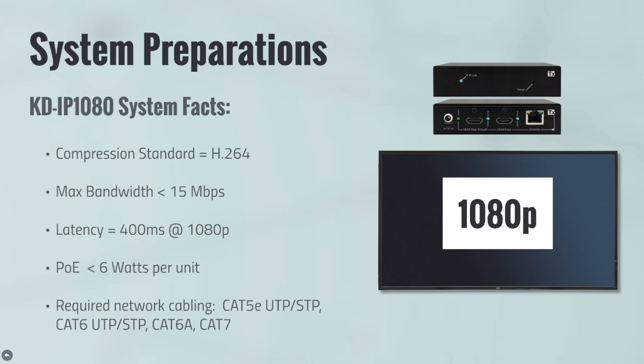We have our KD IP 1080 system facts here. These apply to our 1080 TX and RX systems. We call them transmitters and receivers instead of encoders and decoders because they run a little bit differently. Compression standard H.264, maximum bandwidth less than 15 megabytes per second. Latency equals 400 milliseconds at 1080p, and these also are PoE, so no required power supplies out in the field. You can run these on Cat 5e and better.